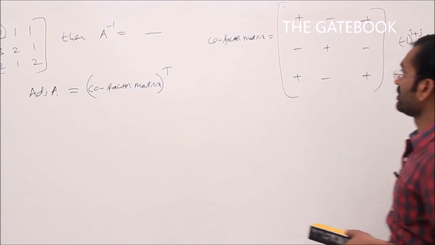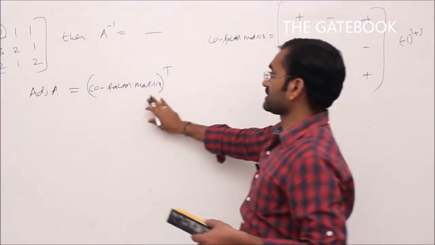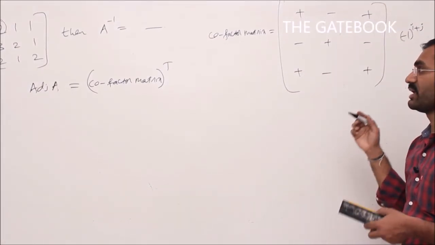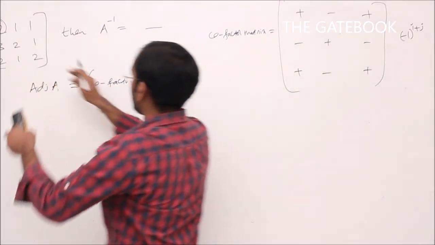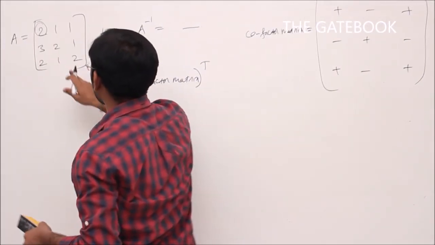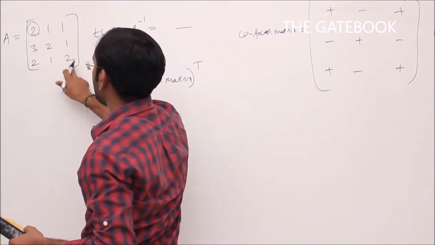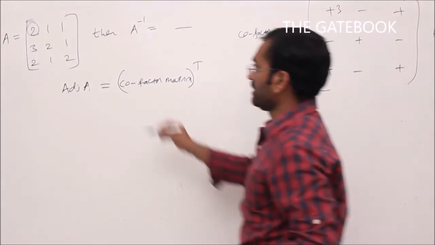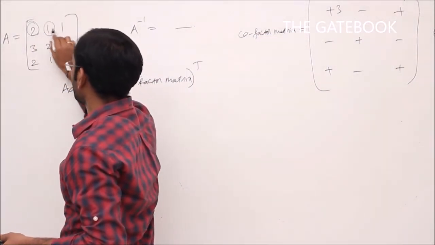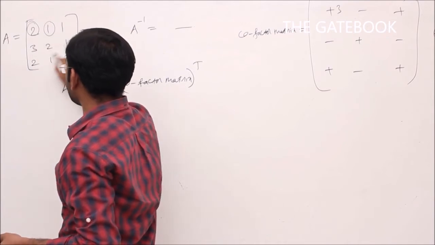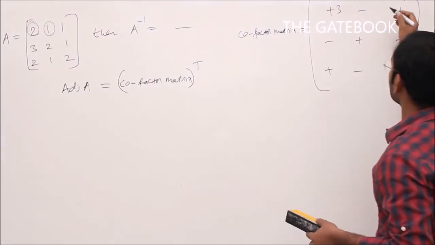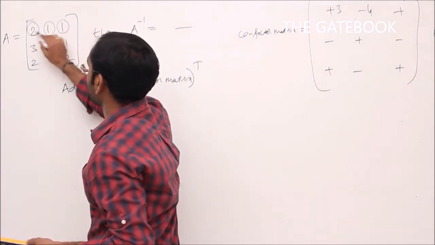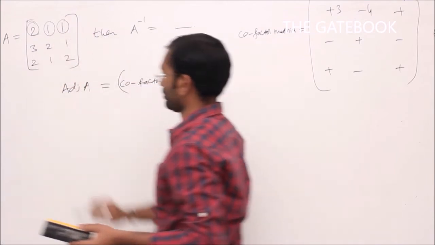Now we'll go for minors. Cofactor is the signed minor. I said the cofactor of any element aij is equal to minus 1 whole power i plus j into the minor of aij. So for the first element 2, the corresponding minor, eliminating the first row and first column, we'll get 4 minus 1, which is 3. Next, the minor of 1, eliminating the first row and second column, is 6 minus 2, which is 4. Next, the minor of this element, eliminating the first row and third column, we'll get 3 minus 4, which is minus 1.